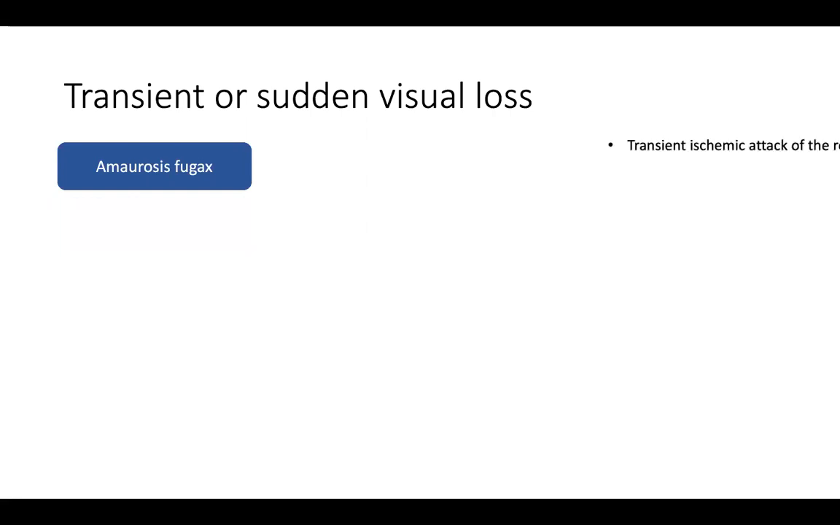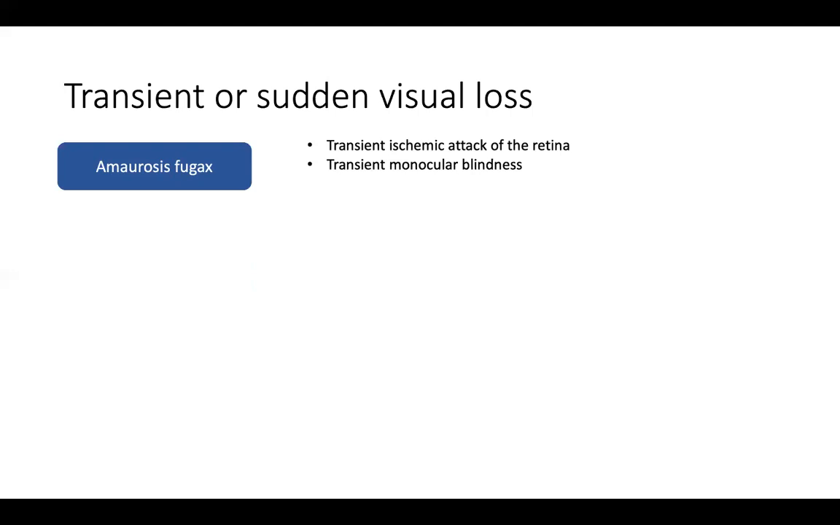Amaurosis fugax refers to a transient ischemic attack of the retina. Because neural tissue has a high rate of metabolism, interruption of blood flow to the retina for more than a few seconds results in transient monocular blindness, a term used interchangeably with amaurosis fugax. Patients describe a rapid fading of vision like a curtain descending, sometimes affecting only a portion of the visual field.